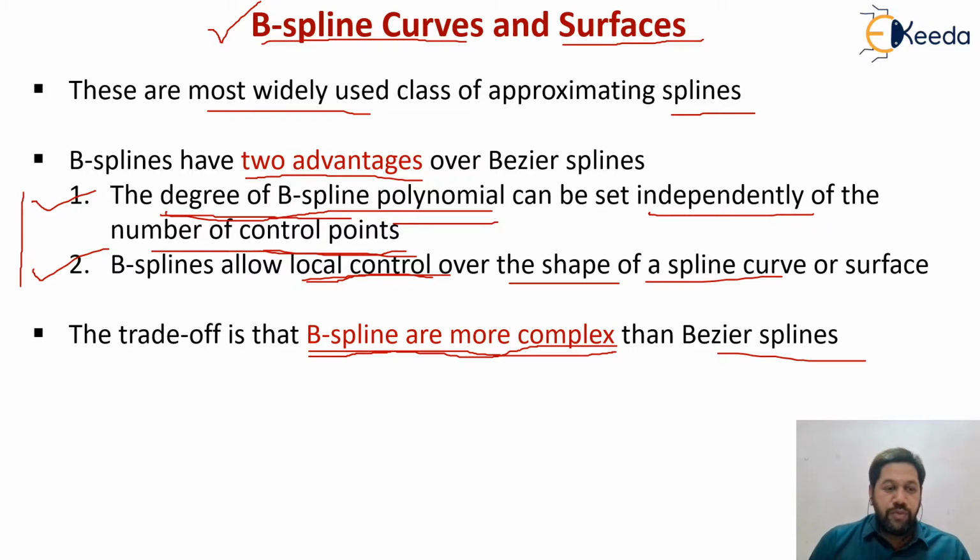Suppose we want to achieve these two advantages of the B-spline curve, then obviously there is a trade-off that we should accept: the little bit of complexity of the B-spline curve. So we have to accept the complexity of the B-spline curve, and then we can get these two advantages of the B-spline curve.